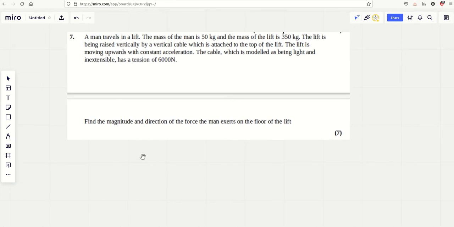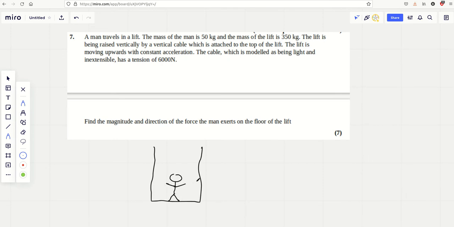We've got a man traveling in a lift. The mass of the man is 50 kilograms, and the mass of the lift is 350 kilograms. Now remember, with these kinds of problems, you can lump together, or you can look at the man individually within the lift, yeah? And you kind of have to do both in this kind of question. The lift is being raised vertically by a vertical cable, which is attached to the top of the lift. The lift is moving upwards with constant acceleration.